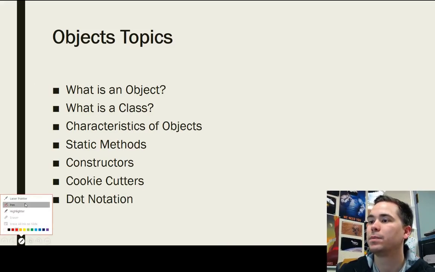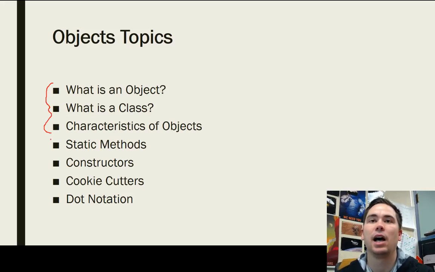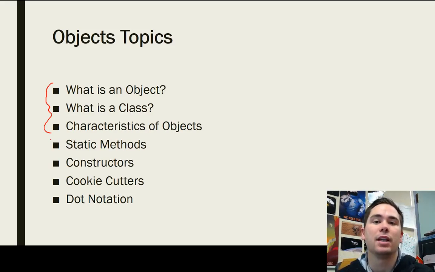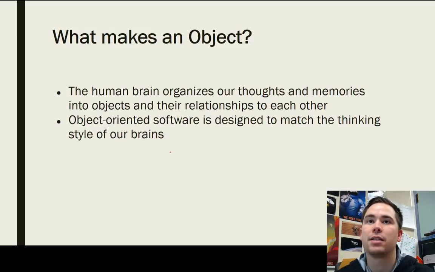We're going to do these three topics right here: what an object is, what a class is, and different characteristics of objects. We're going to move into static methods, constructors, cookie cutters, and dot notation later on in the course. But until then, we're going to talk about objects. And so, what an object is.